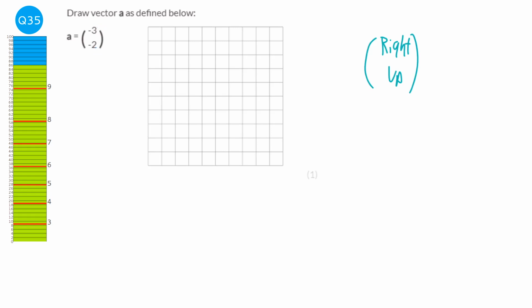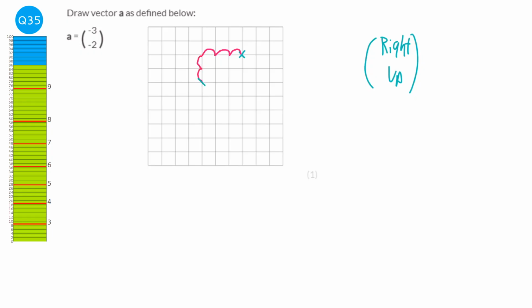So to start this off, what we're going to do is just put a point anywhere on this grid, and we're going to go 3 right, so 1, 2, 3, and we're going to go 2 down, so 1, 2.